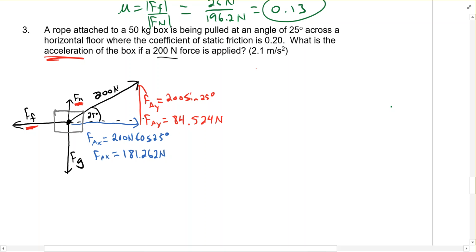So Fn, we've got to make a little formula for this first. Fg, like I was saying, the magnitude of Fg is going to be equal to the magnitude of Fn plus the magnitude of Fa in the y direction. Right? Fa in the y direction and Fn have to add up to Fg to make this thing balanced, right? It's not accelerating, so they're equal to each other.